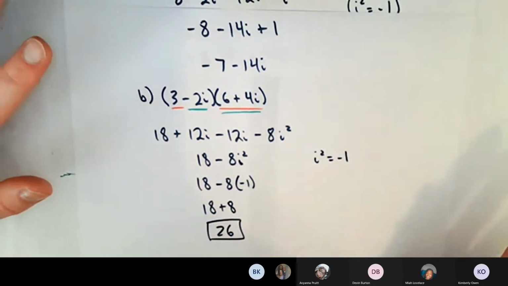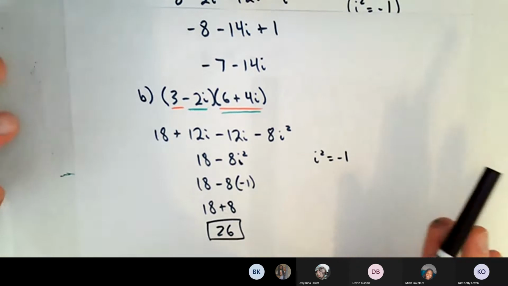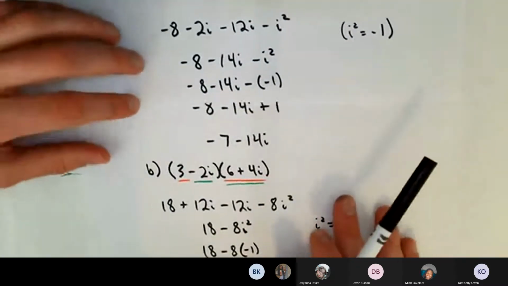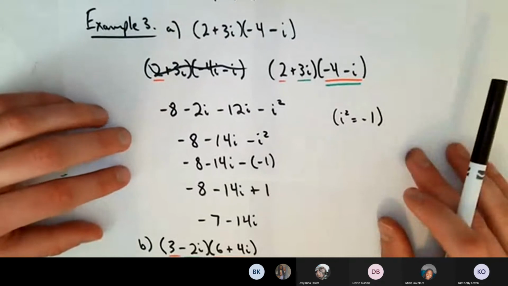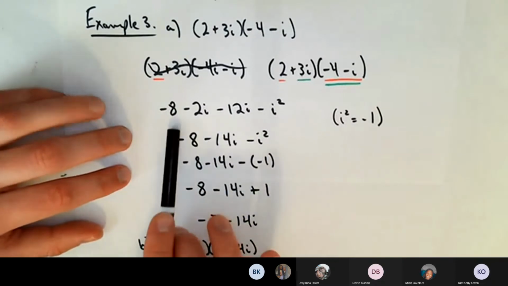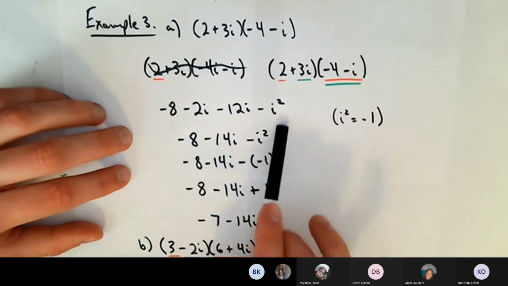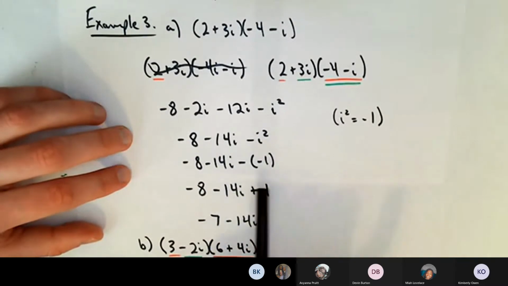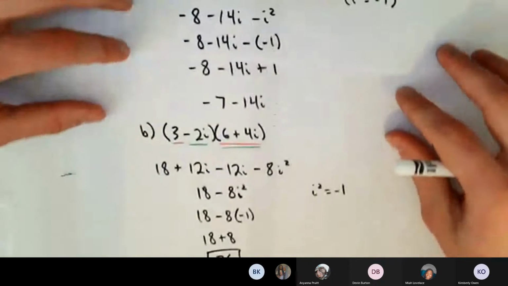And the reason I'm making a big deal about it is because students forget all the time. Like I'll have on an exam, like I might put part A here, and a lot of students stop right at this step and leave that i squared in there. But you've got to keep going, get rid of the i squared, finally combine those last like terms. All right.